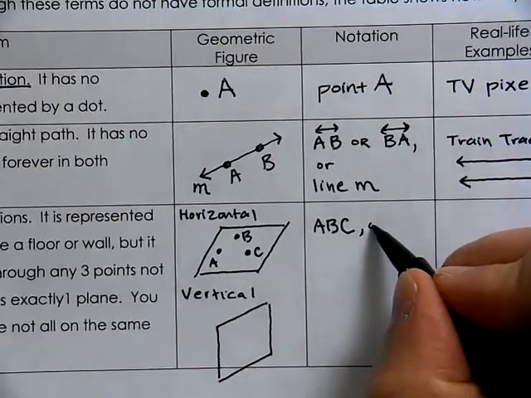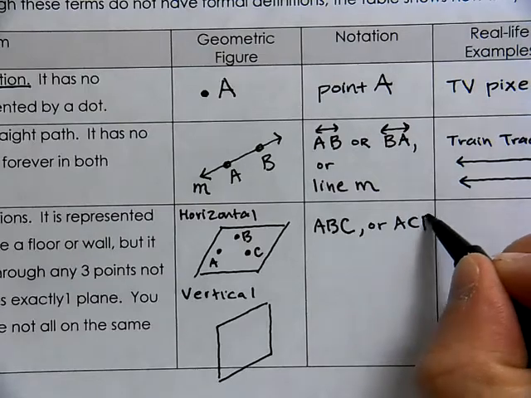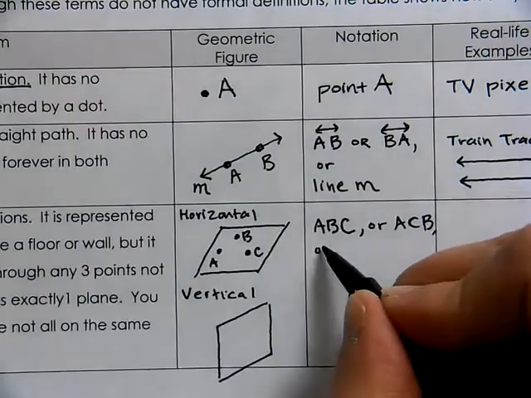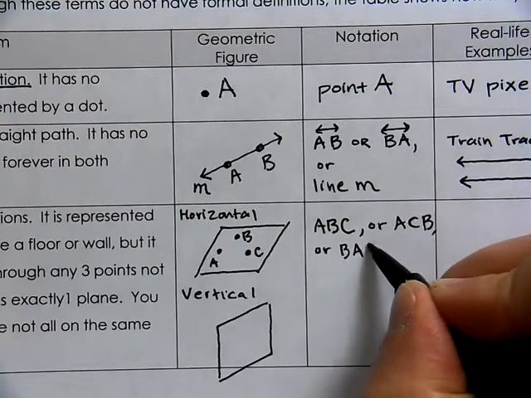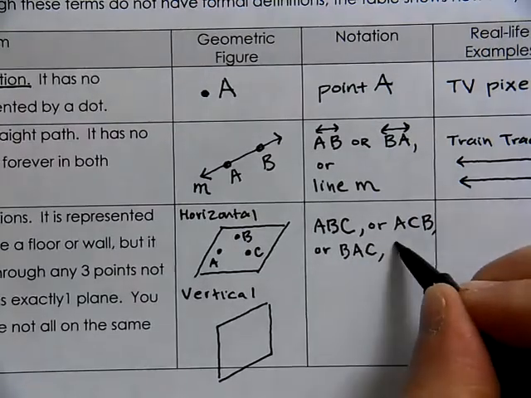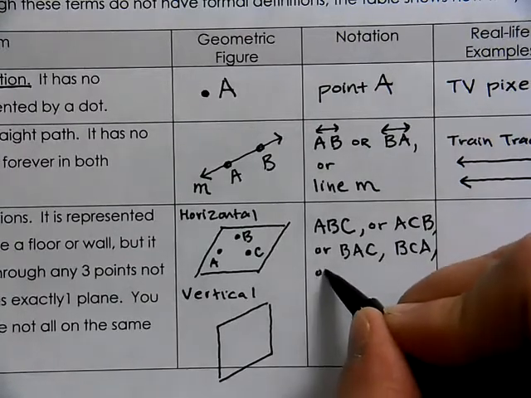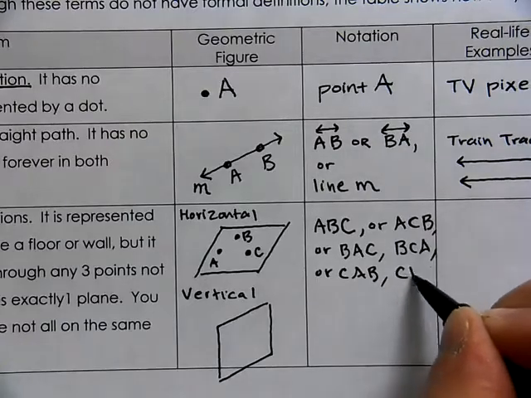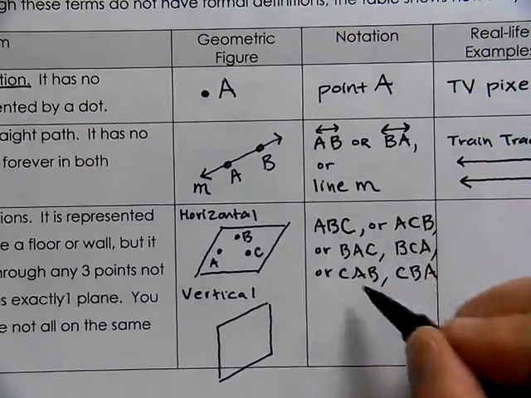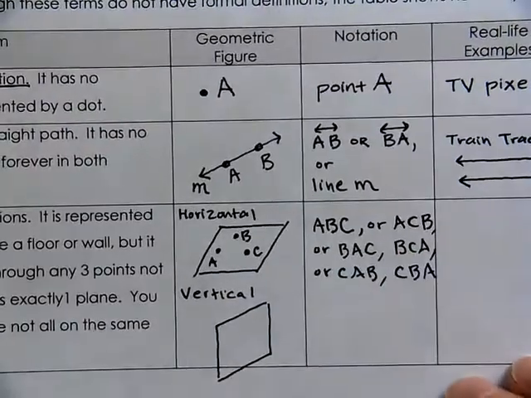Now it doesn't matter the order of the letters. You could call it plane ACB, or you could call it plane BAC. And you can keep shuffling them around. Plane BCA, plane CAB, plane CBA. All of those names communicate that this is the plane we are talking about.